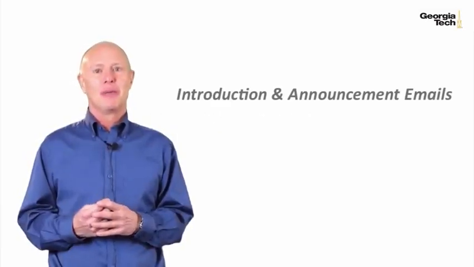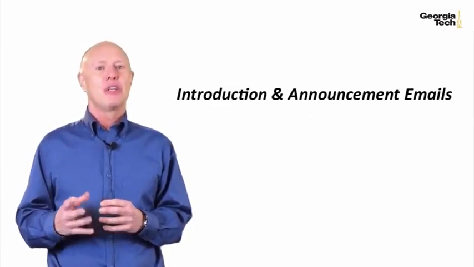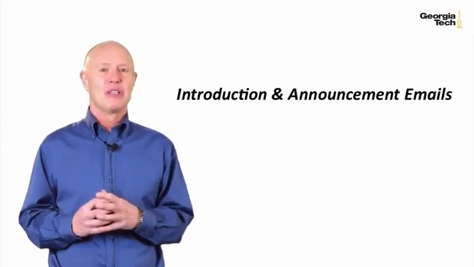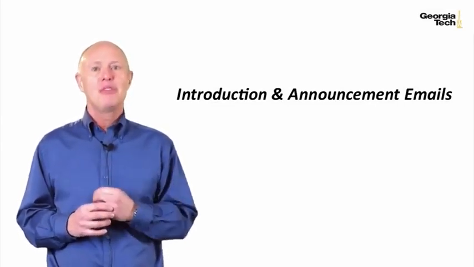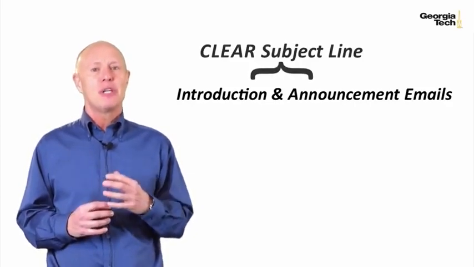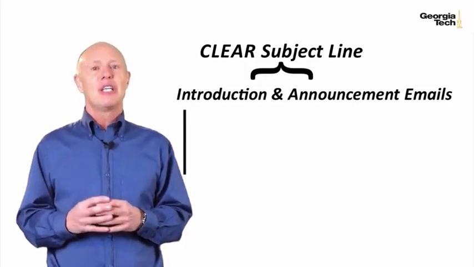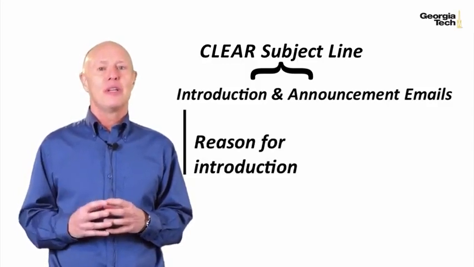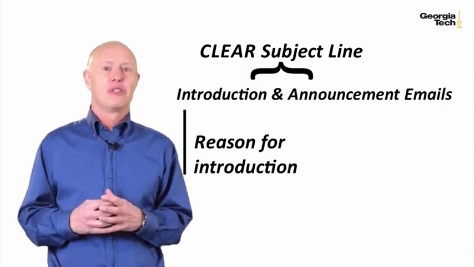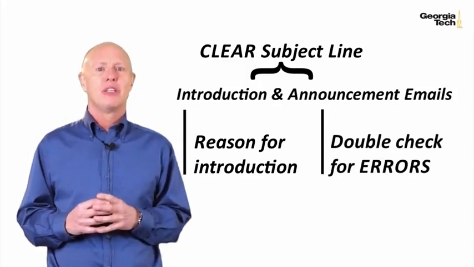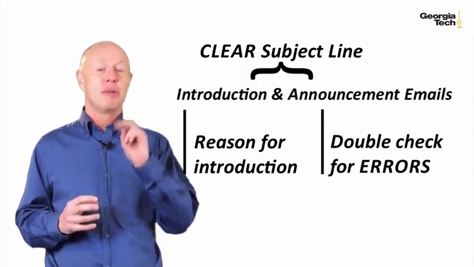Now let's sum up. We've looked at two different types of emails and how to keep them as clear as possible. Here are some key ideas to keep in mind with these lessons. For both types of emails, make sure that the subject line clearly reflects the purpose of the email. Introduction emails should include why it is important to get to know you or the other business partner. And with announcement emails, always double check to make sure the information is correct before you send it out.